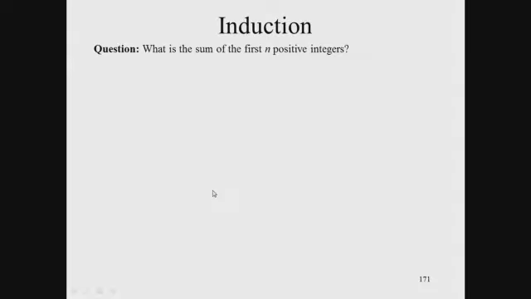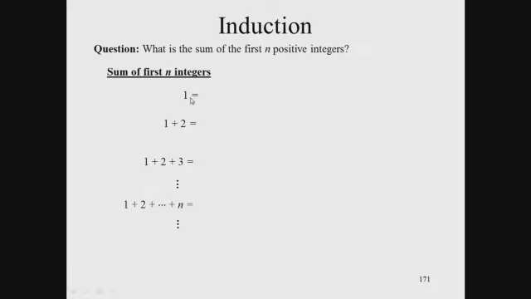Welcome back, everybody. You're about to learn a new proof technique which is related to the quantifier for all. To motivate this technique, let's look at the following question. What is the sum of the first n positive integers? So here's what we're looking at. What is the sum of the first integer? What's the sum of the first two integers, the first three integers, and the first n integers, and so on?